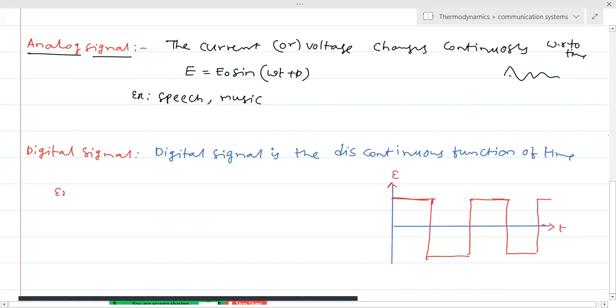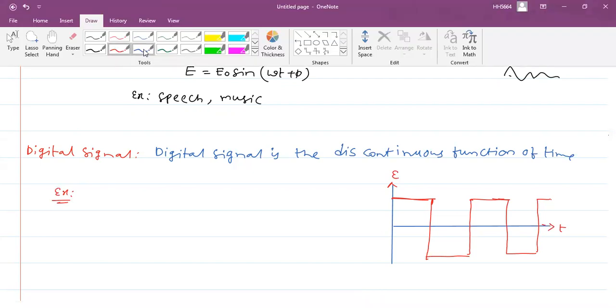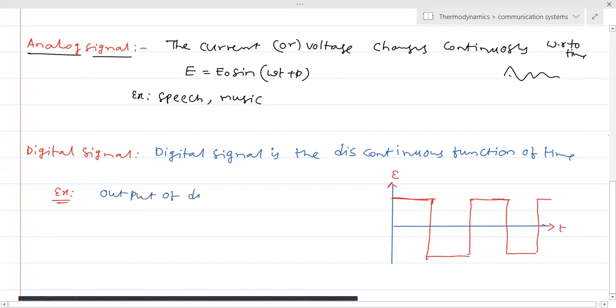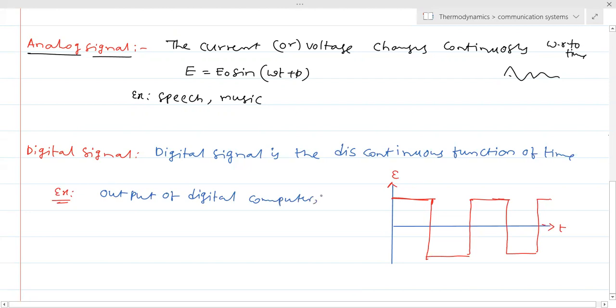When we think of an example of the digital signal, this is nothing but the output of a digital computer, or else we can take fax. So this is about the digital signal.